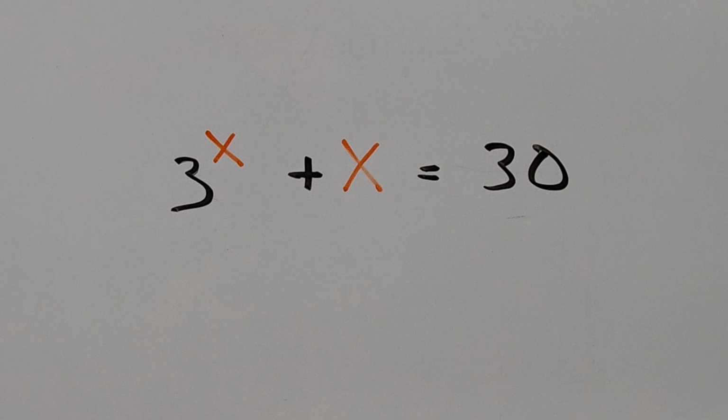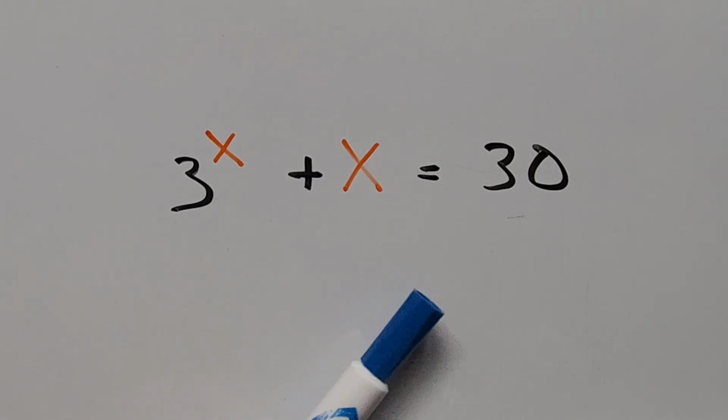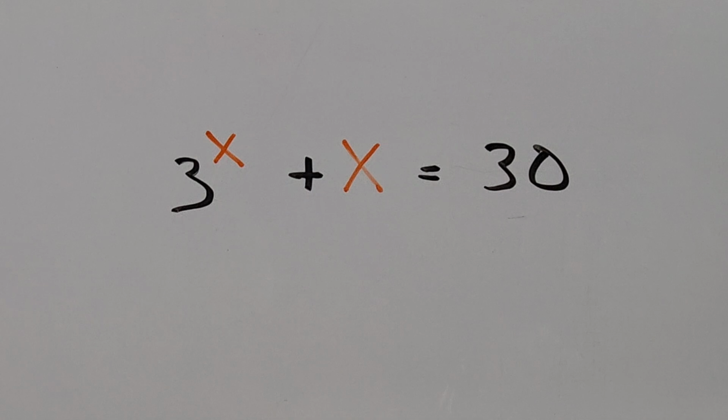In this video, we're going to solve this given exponential equation, 3 to the power of x plus x equals 30. And we're going to solve for the value of x. Some of you might say, hey, this is kind of an easy problem, right? By inspection, we can say that the value of x is 3 right away, right?